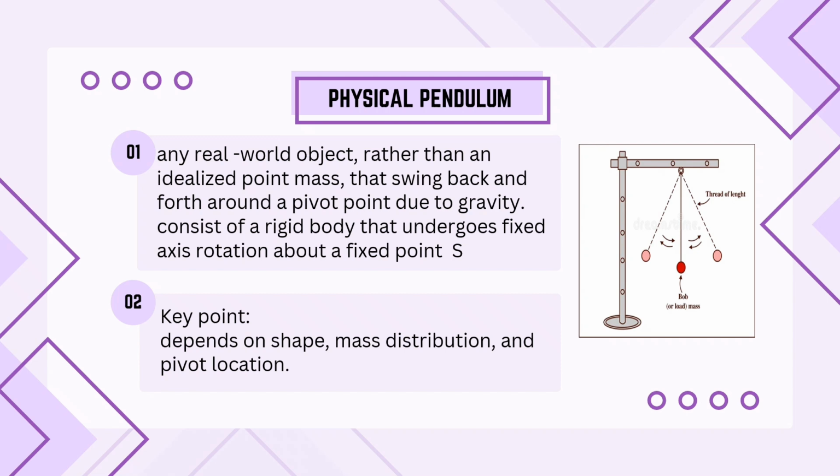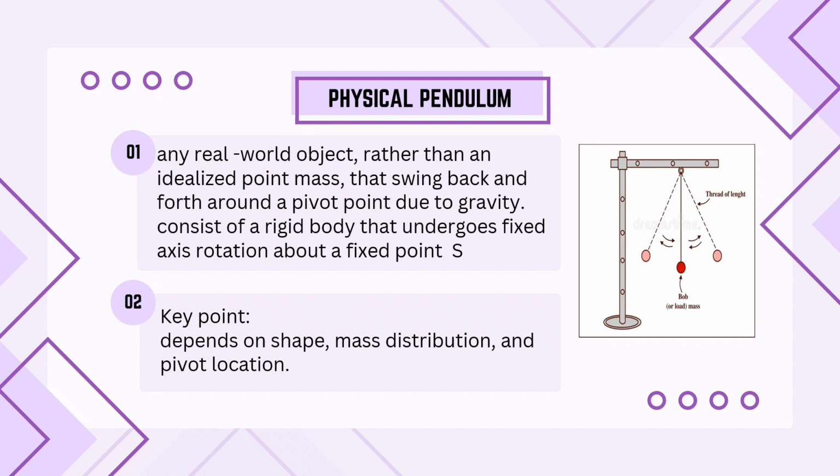The last is the physical pendulum. A physical pendulum is any real-world object, rather than an idealized point mass, that swings back and forth around a pivot point due to gravity. It consists of a rigid body that undergoes fixed-axis rotation about a fixed point S. So, a physical pendulum is a real object, not just a small weight on a string, that can swing back and forth around a pivot point because of gravity.